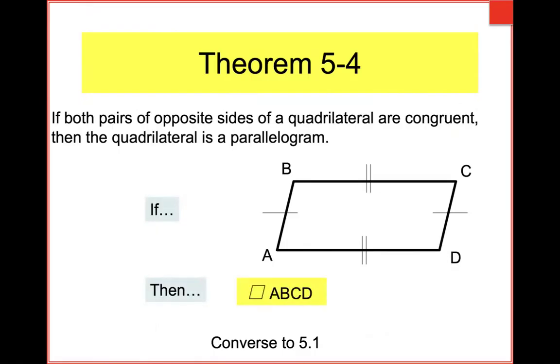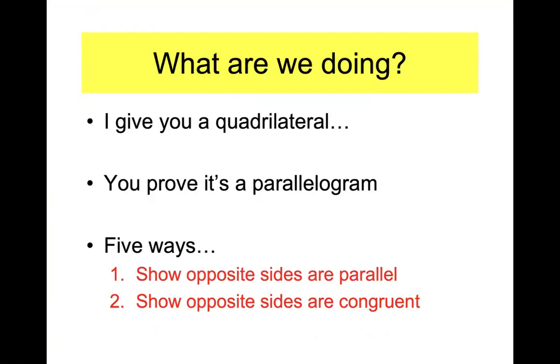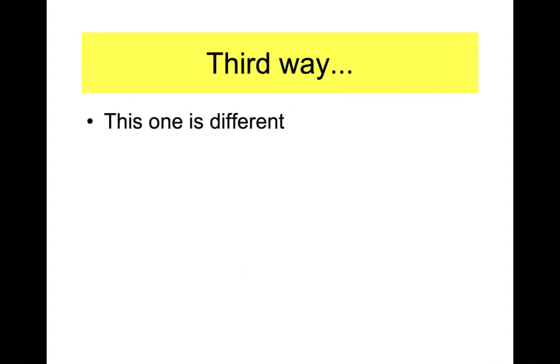All right, so now we have two of these. Thing number one, if we can show that opposite sides are parallel, or if we can show that opposite sides are congruent, either one of those proves that your quadrilateral is a parallelogram. Three more ways, three more ways. All right, third way. This one's a little different.